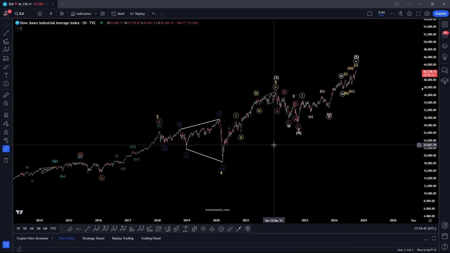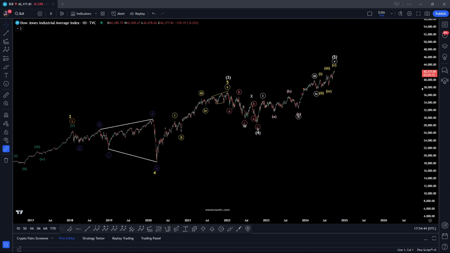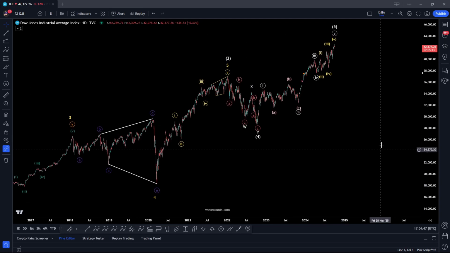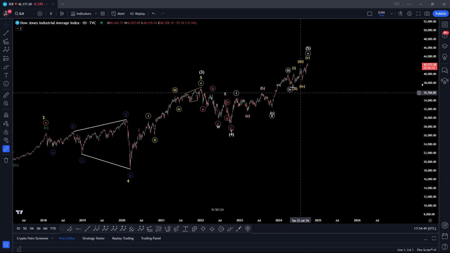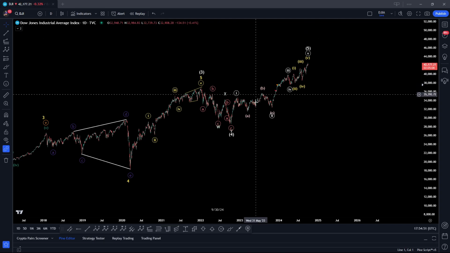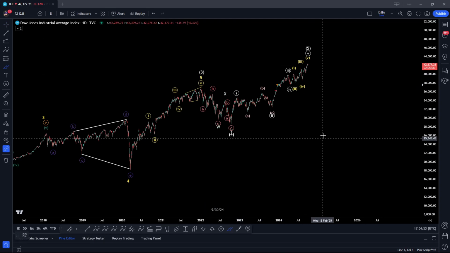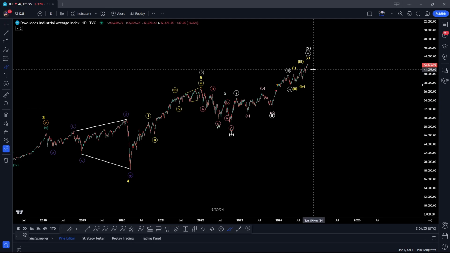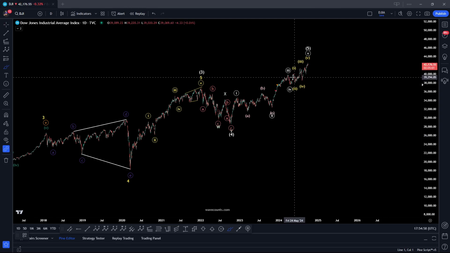But what I wanted to focus on in this video is this terminal pattern that showed up. Okay, there's actually 2 of them in this screen. This was what's called an ending diagonal. And that's what the Dow Jones just completed, an ending diagonal.